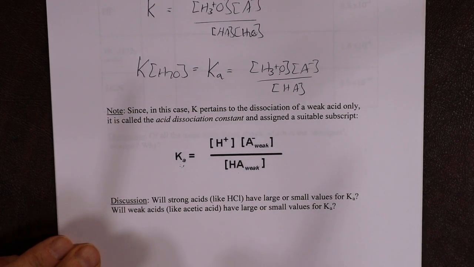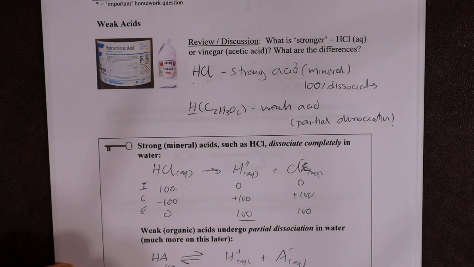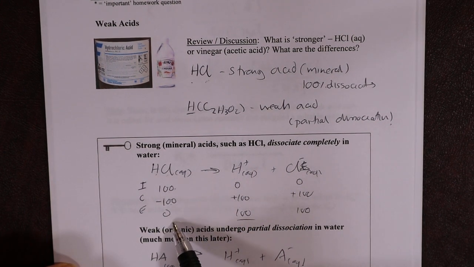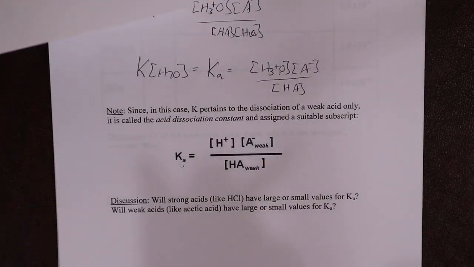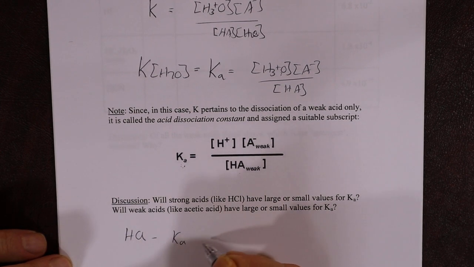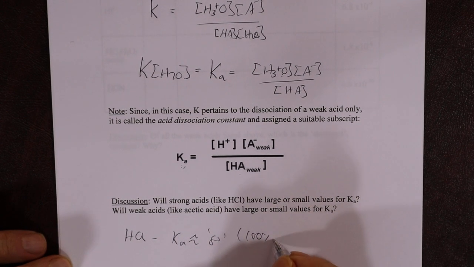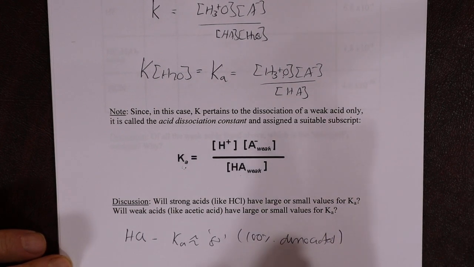Okay, so discussion then. Will strong acids have a large or small Ka? Well, if we think about it, they're 100% dissociated. So products is 100, reactants is 0, so it's effectively infinity. It's no such thing really, of course. It's probably 10 to the 6 or bigger for Ka. So for HCl, Ka is approximately infinity, because it's 100% dissociated. It's really 10 to the 6 or bigger, but we say tends to infinity.